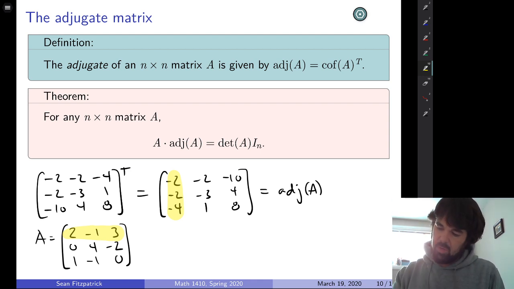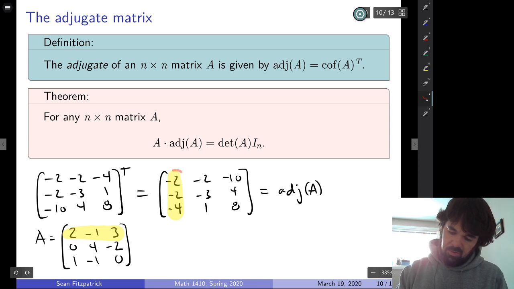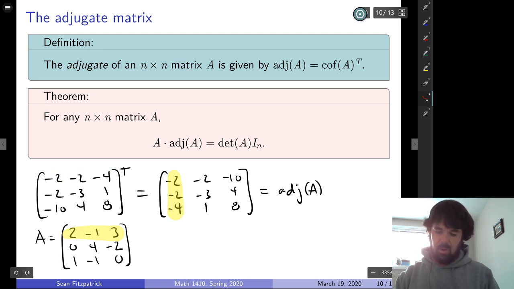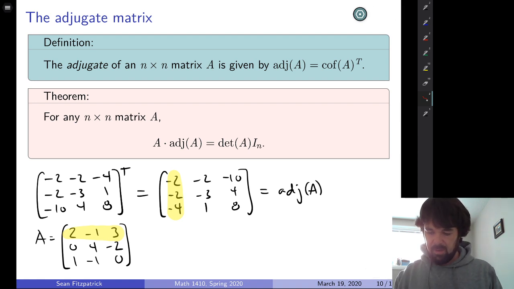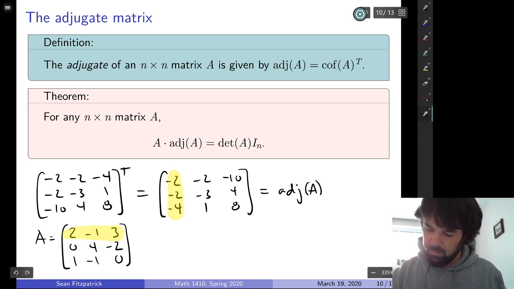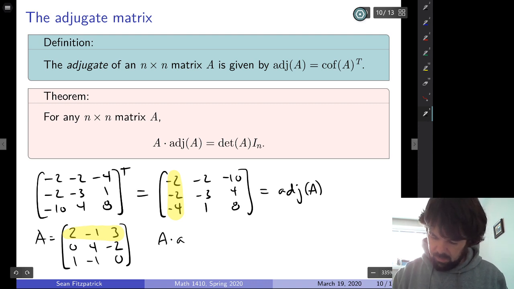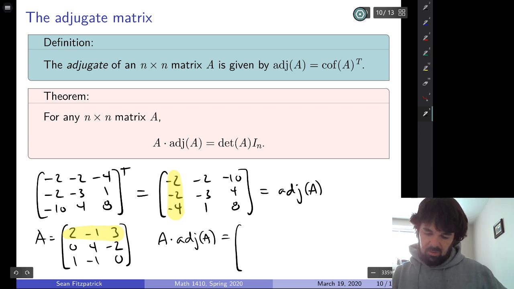Well, what would you do? You do 2 times minus 2, minus 1 times minus 2, 3 times 4. But that's doing 2, right? These entries came from here. So you're actually doing cofactor expansion. 2 times minus 2, minus 1 times minus 2, 3 times minus 4. That's the determinant, right? That's determinant computed using cofactor expansion along row 1. And so if I did A times the adjugate, okay, if I do that, I'm going to get minus 4 plus 2 minus 12.